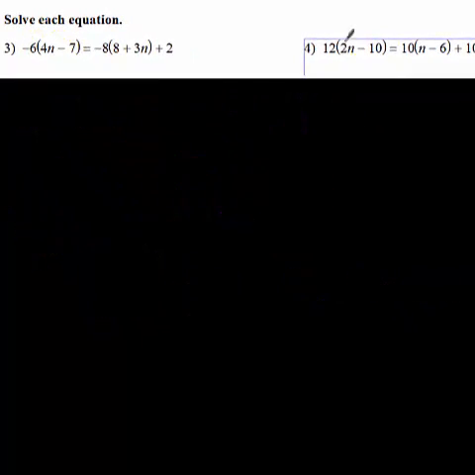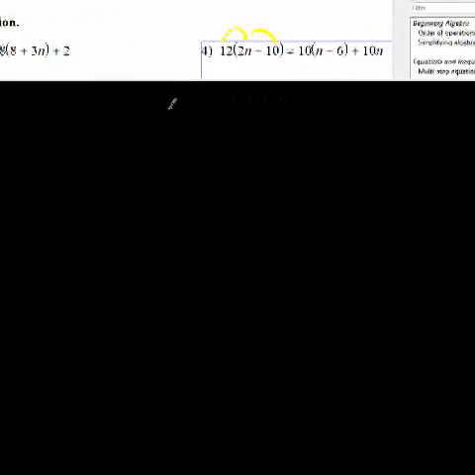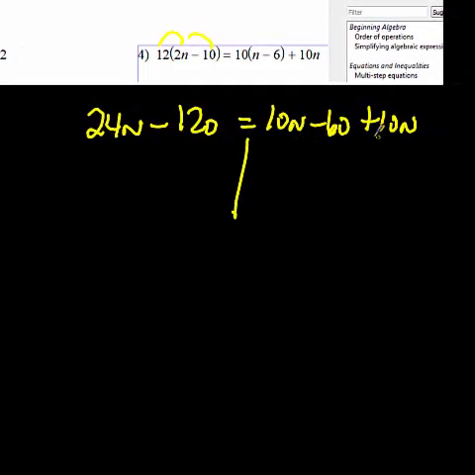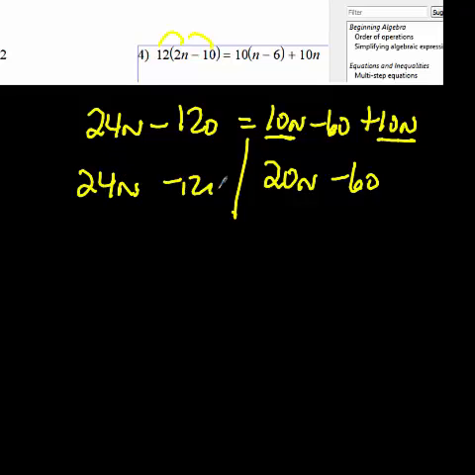All right. So for this one here, I know I can go through that process and distribute there. So I know I'm going to get 24n minus 120. This would give me then 10n minus 60 plus 10n. And once again, look for anything that's like terms. So I can put the 10n and 10n together and make 20n minus 60. So that would be 24n minus 120.